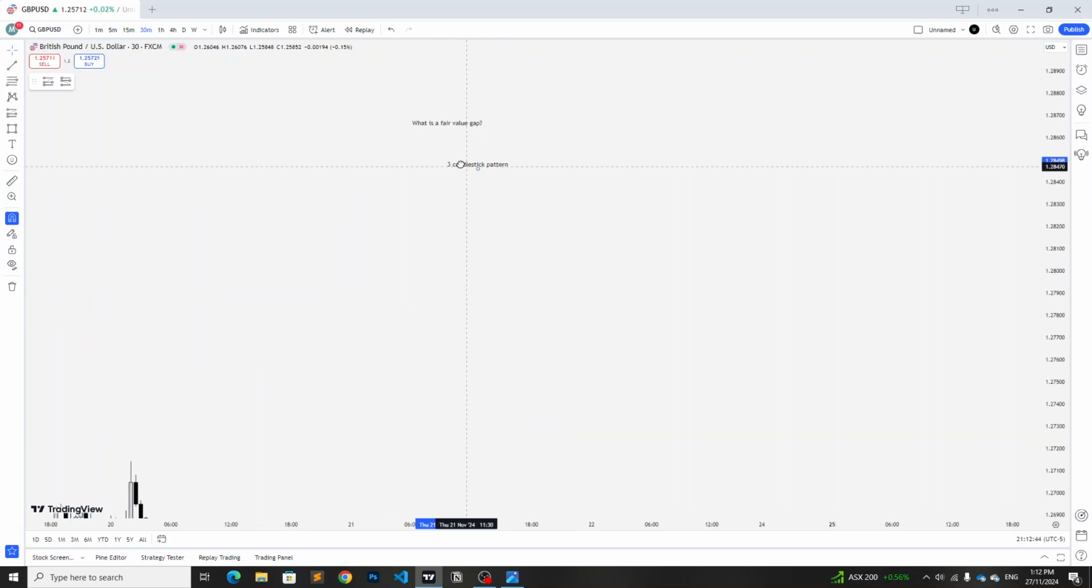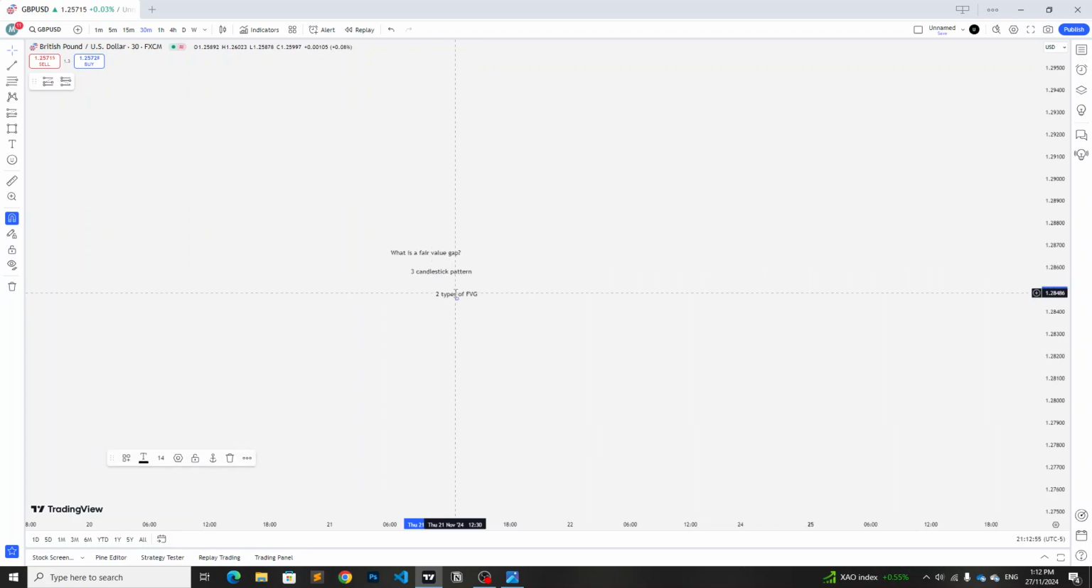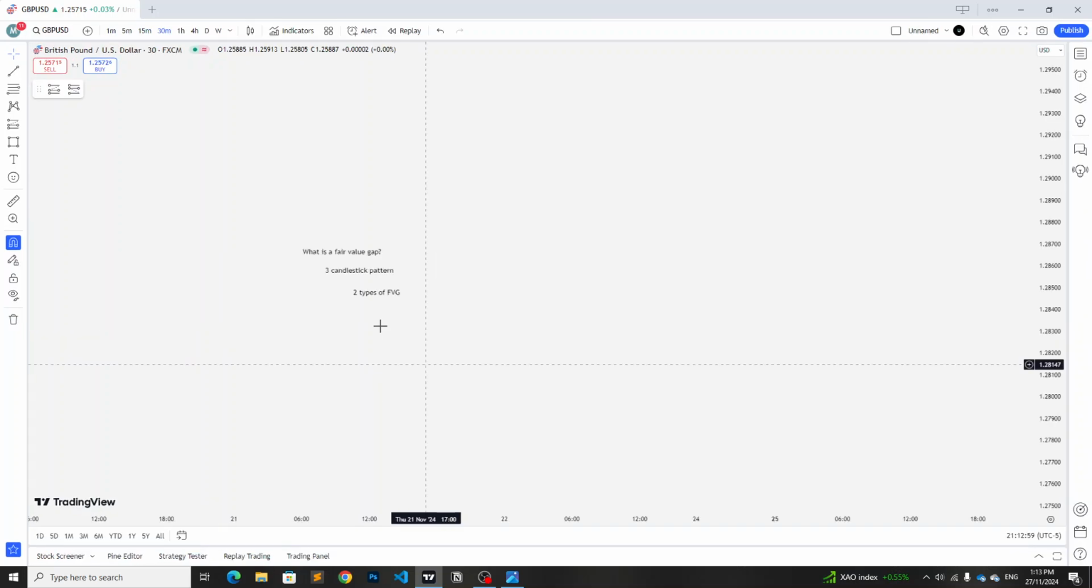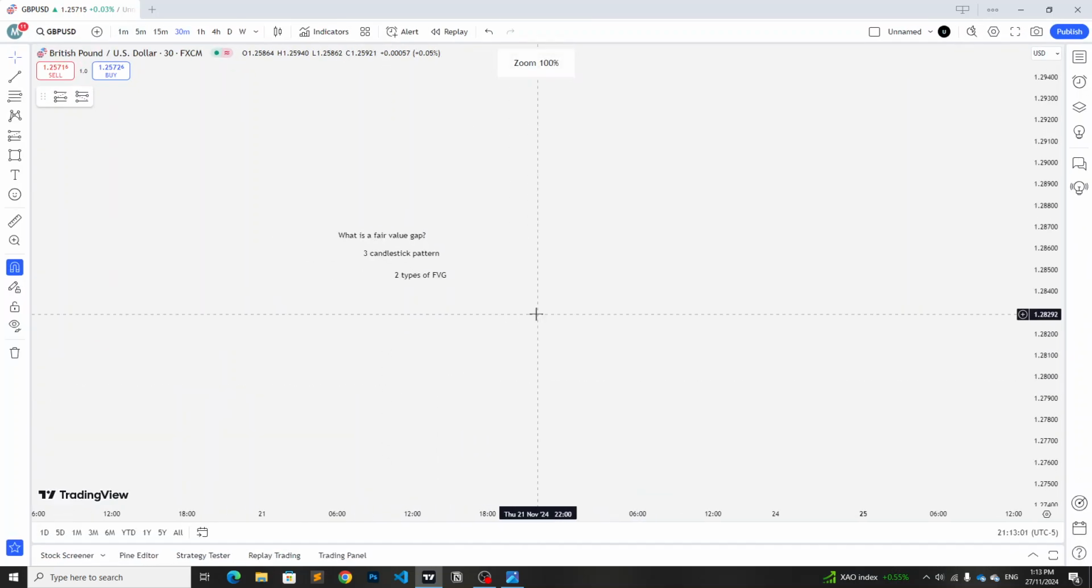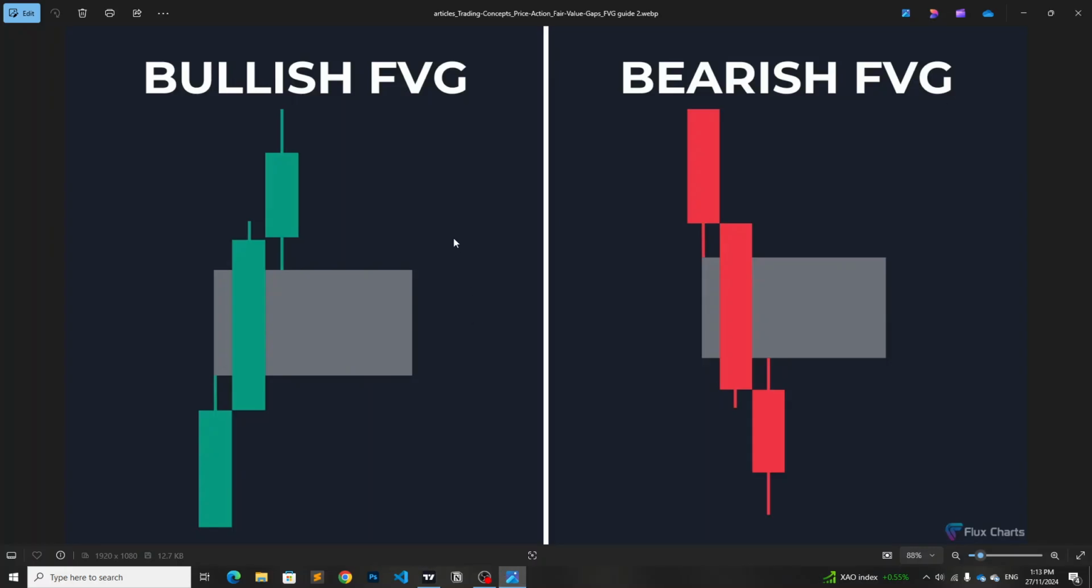And then there are basically two types of fair value gap. We call it FVG for now. So there are two types of fair value gap: bullish fair value gap and bearish fair value gap.